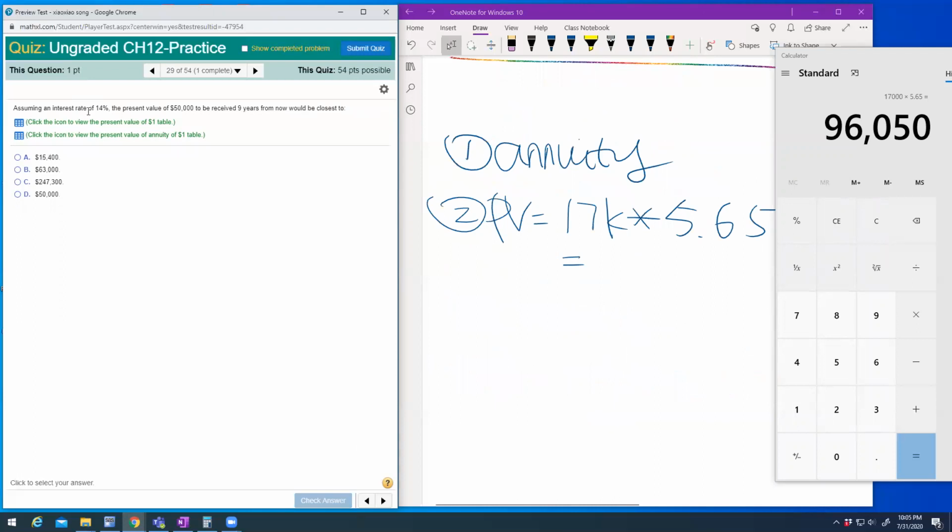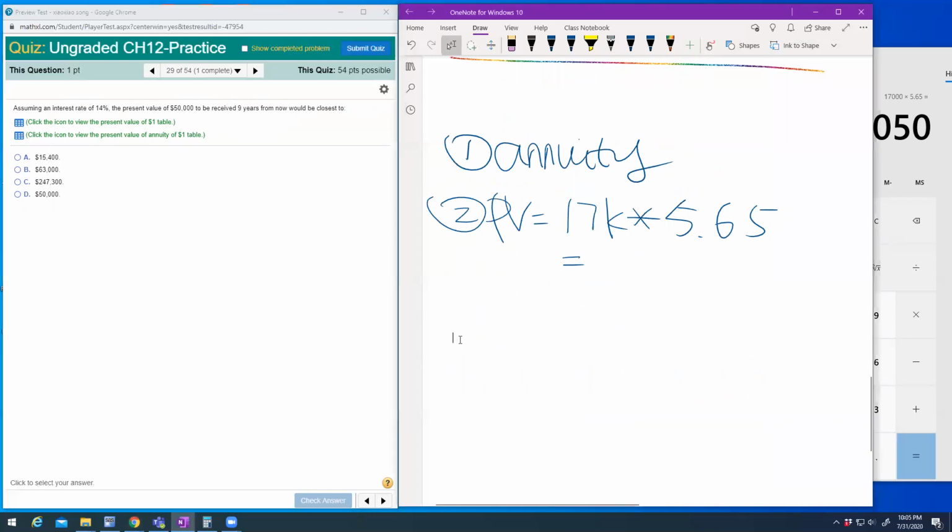Let's look at the next one. Assuming the interest rate is 14%, what is the present value received 9 years from now? This one is different. It's asking about the present value of $50,000 you should receive 9 years from now. It doesn't say every year for 9 years, it only says 9 years from now. So we should use the present value of $1 table.